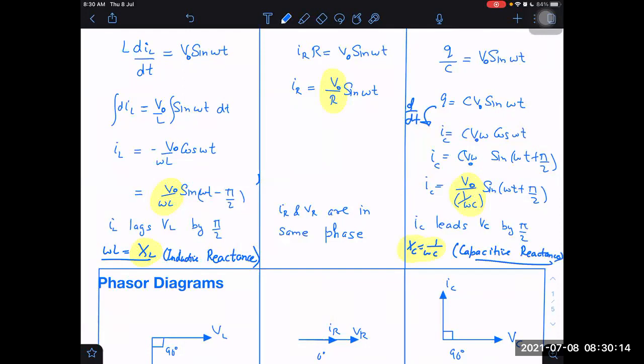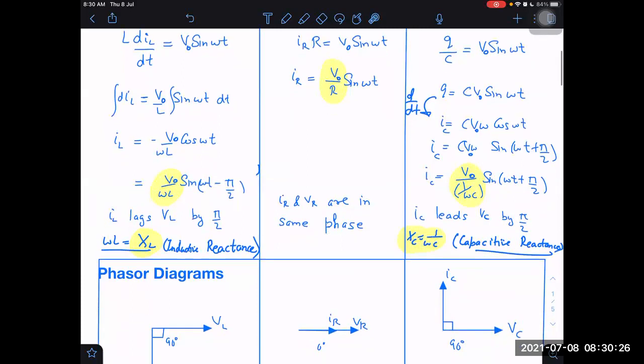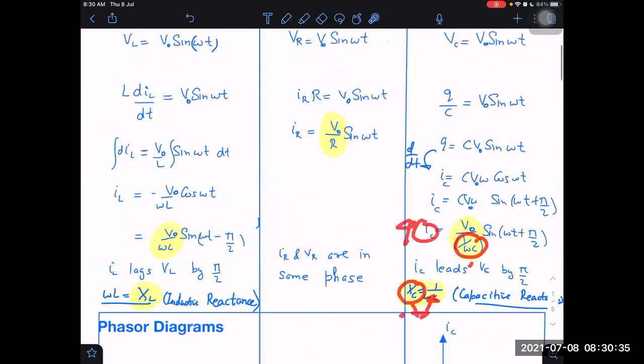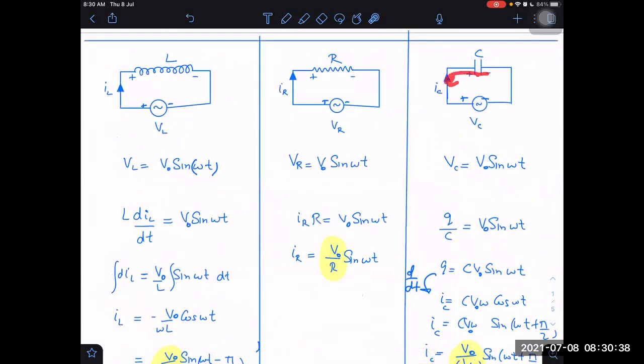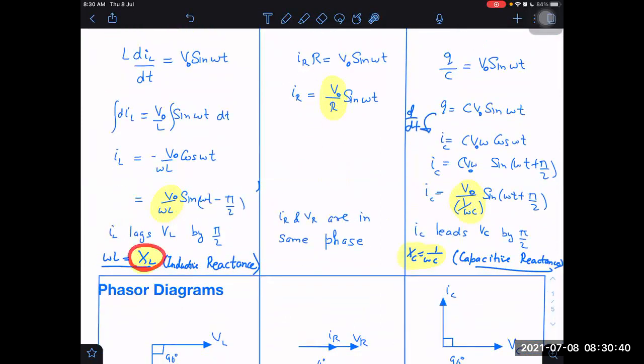What is the unit of capacitive and inductive reactance? Both have the same unit as that of resistance, that is ohm only. But notice, capacitive reactance is inversely proportional to omega. Means if omega becomes large, then this reactance becomes less. If reactance becomes less, then current becomes more. For large omega, the current starts increasing. And here, for large omega, this is equivalent to resistance in the denominator, so it will reduce the current.